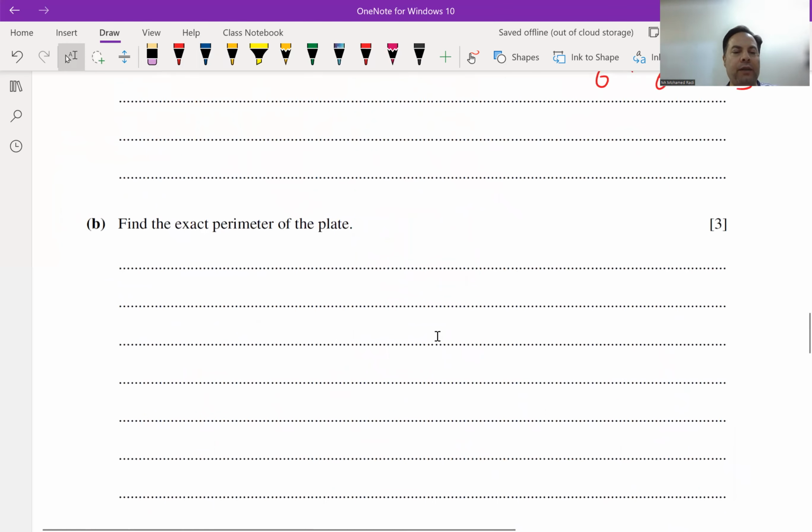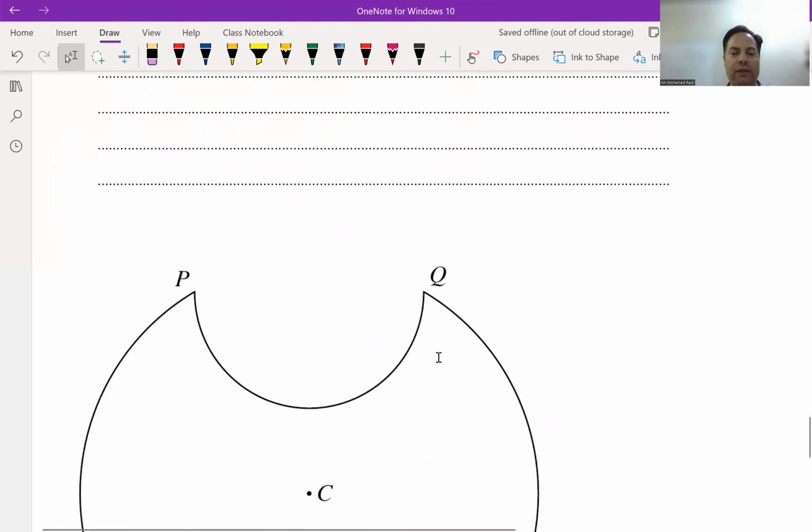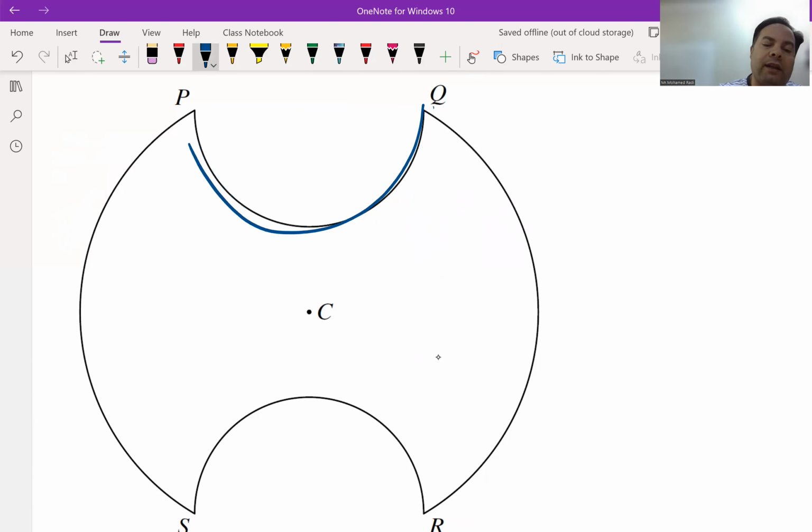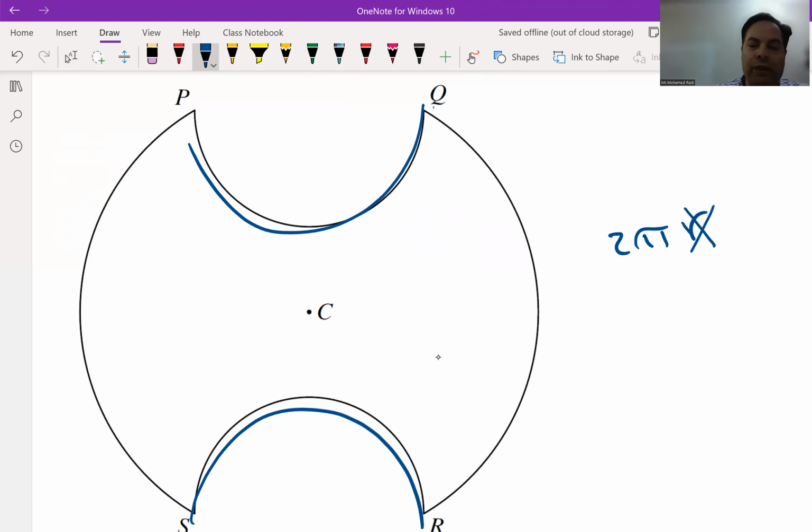Part B, find the exact perimeter. The exact perimeter is the length of the outline. Let's now discuss how to get the length of the outline. First, we have the length of an arc, and this arc represents a semicircle. So this length of arc and this length of arc is pi r, where r is 2. So the answer will be 2 times 2, which is 4 pi.